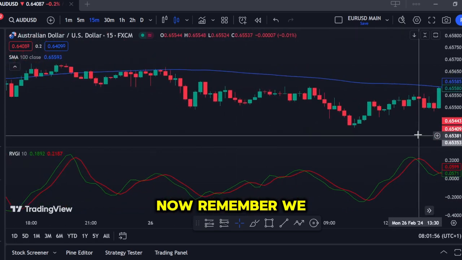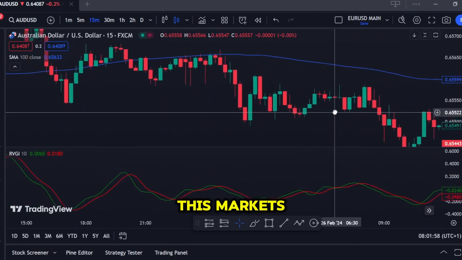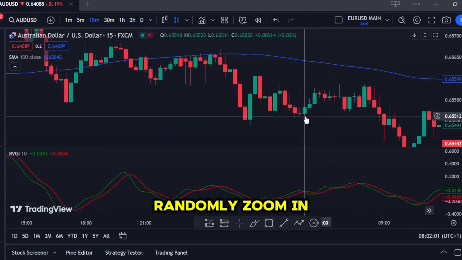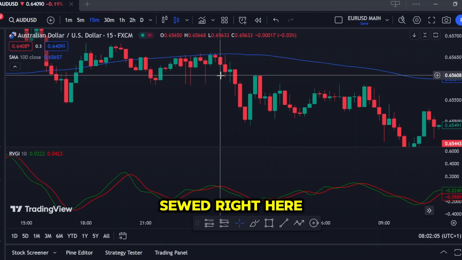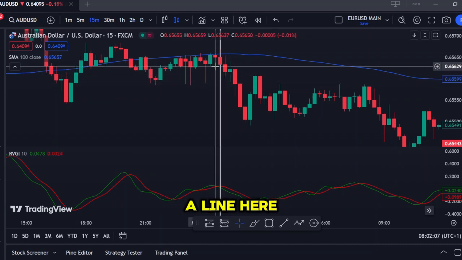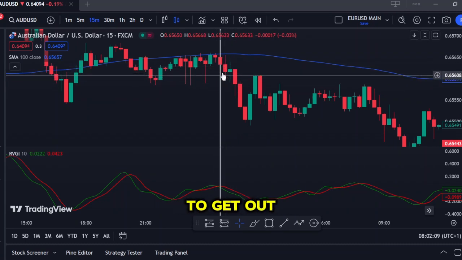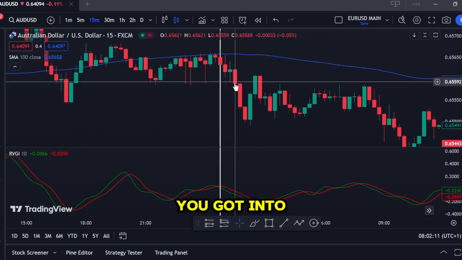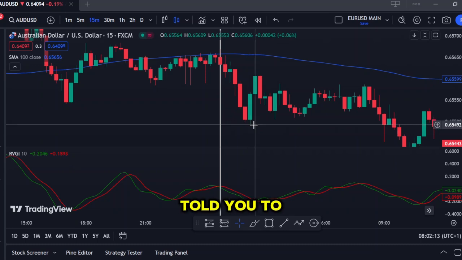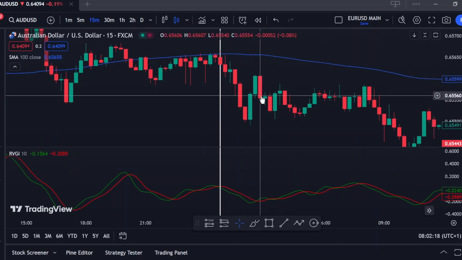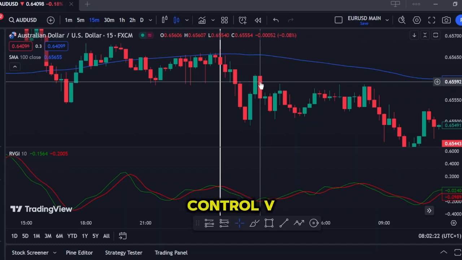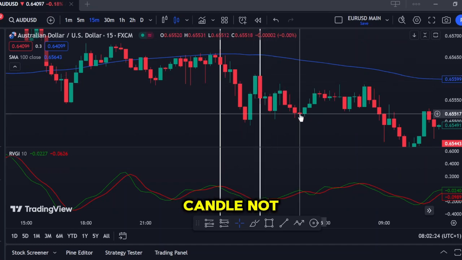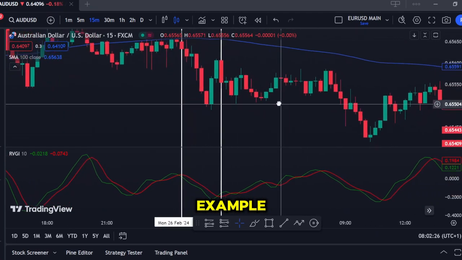Now, remember, we didn't cherry pick these markets. I had to randomly zoom in and zoom out, whatever, to get this particular price action. So imagine you sold right here. I'm going to put a line here. Now, where does it tell you to get out? You got into a lot of profits, right? It told you to get out right on this red candle, because it was sensing some bullish momentum coming in. So on this red candle, Control V, you got out on this red candle. Not the best example here.